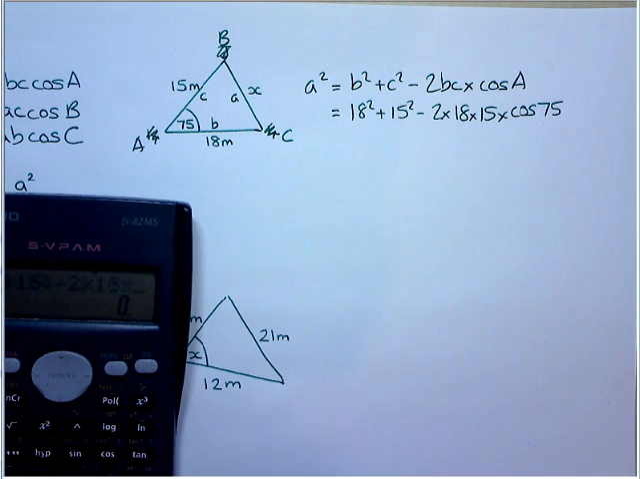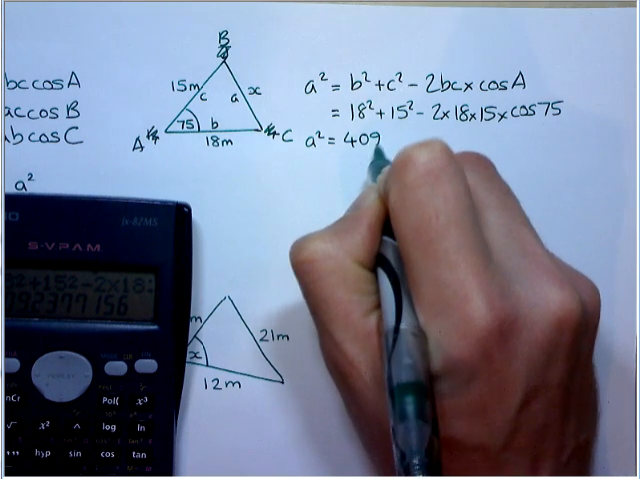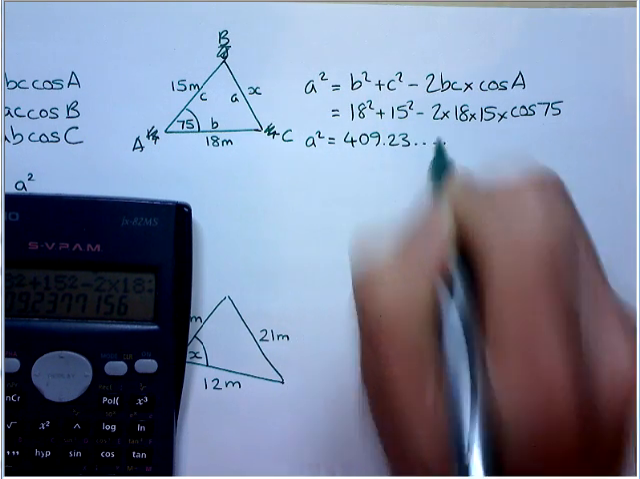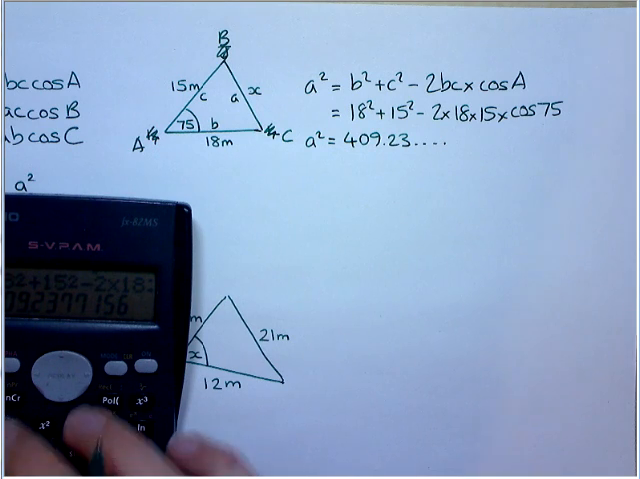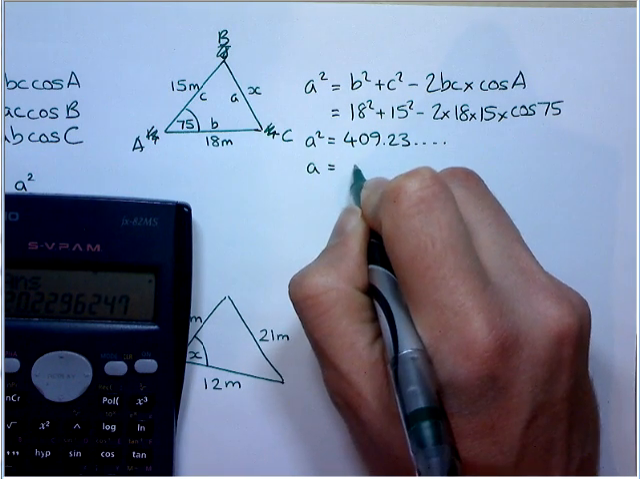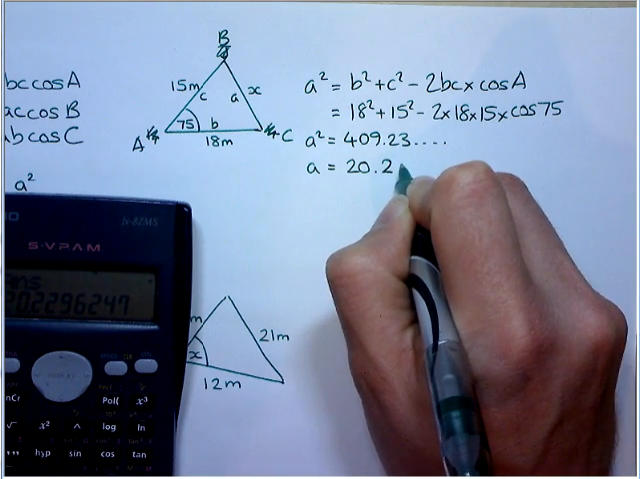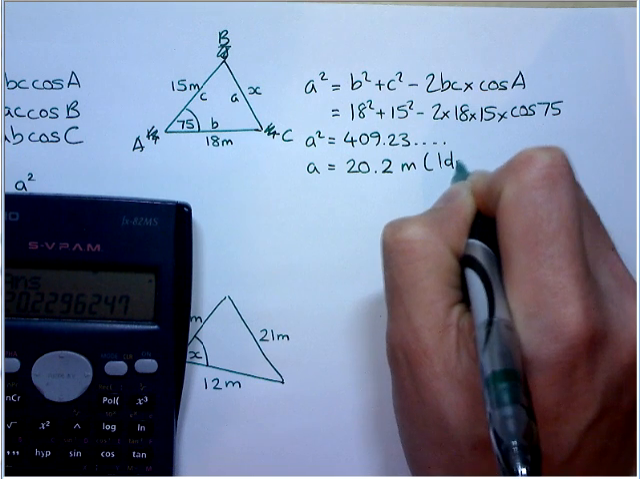Just take your time. My advice is to do everything twice, and if you get the same answer both times, you can go for it. If you don't, you've probably typed it in wrong and have to do it again. So that's what I get. So I'm going to square root my answer, and I get A to be 20.2 meters to 1 decimal place.